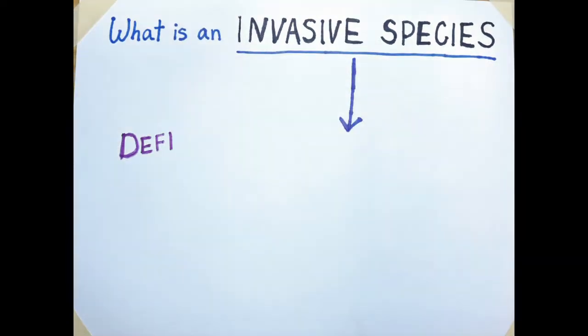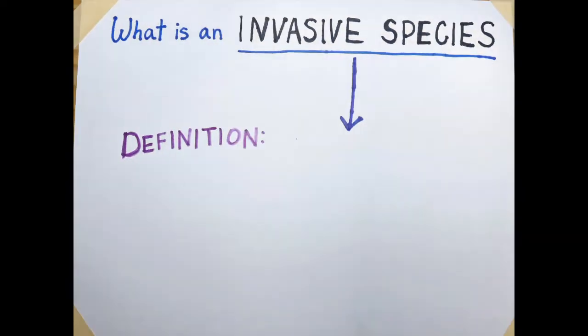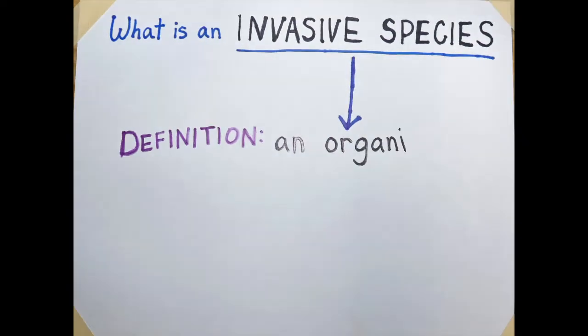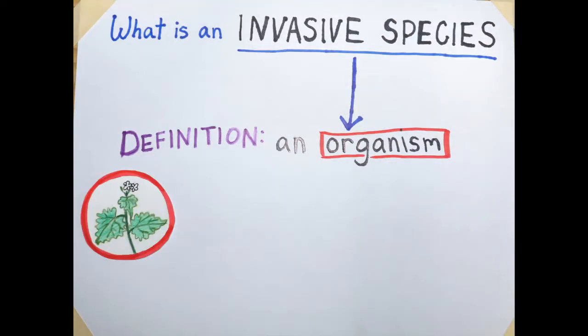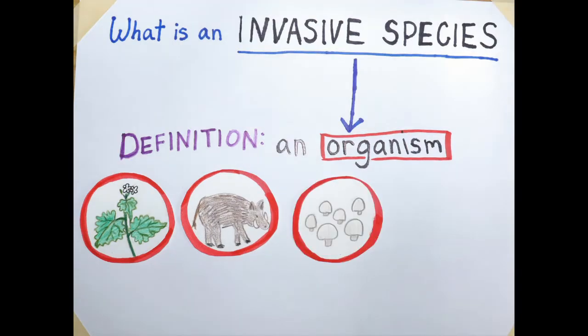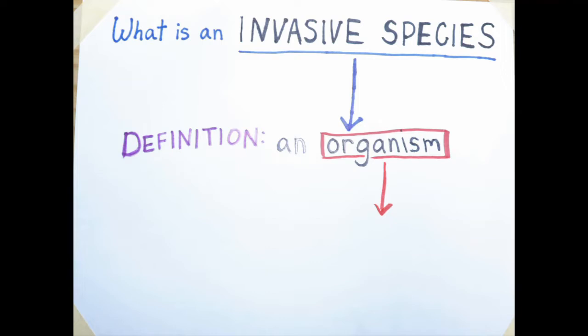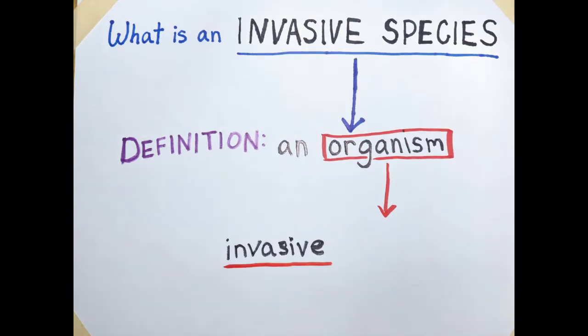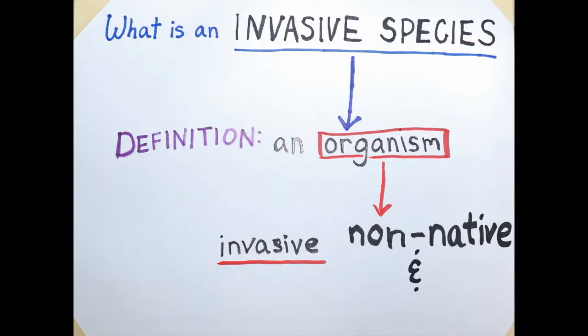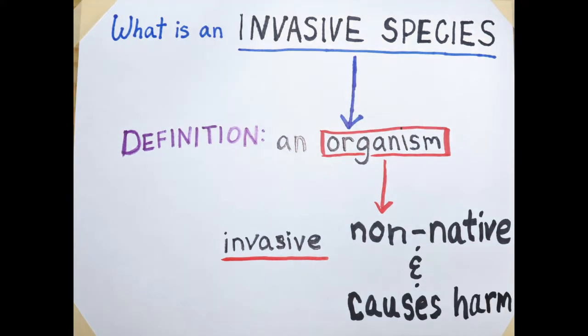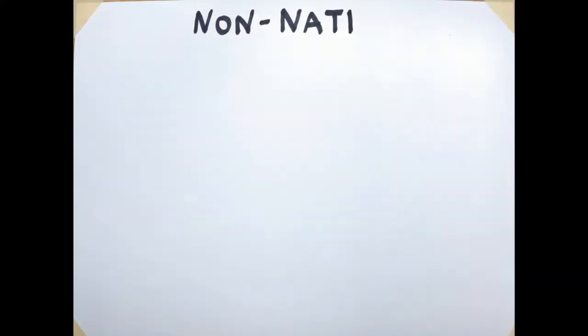First, an invasive species is an organism, a living thing. It can be a plant, animal, fungi, or even a bacteria. But the organism itself isn't bad. What makes it invasive is that it is non-native and causes harm. What do I mean by non-native?